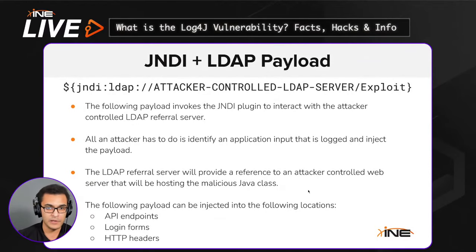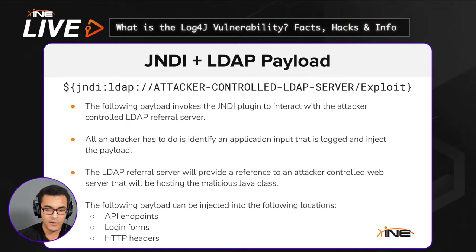All right, so let's take a look at the payload that's being used. And if you have been keeping up with the Log4Shell vulnerability, you should be familiar with the following syntax, whereby you can see that the parameters being passed, or that can be injected, essentially invoke the JNDI plugin to interact with an attacker-controlled LDAP referral server. All right, so as I said previously, all an attacker has to do is identify an application input that is being logged by Log4j and then inject this particular payload.